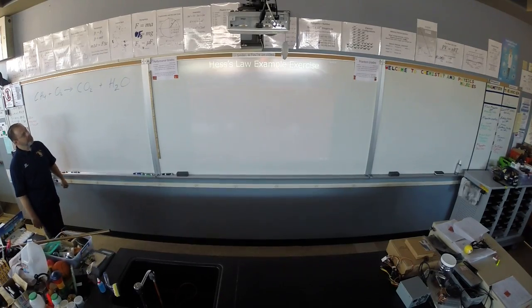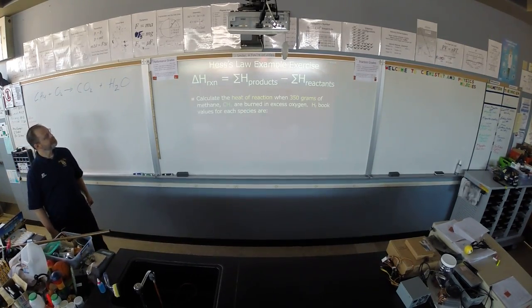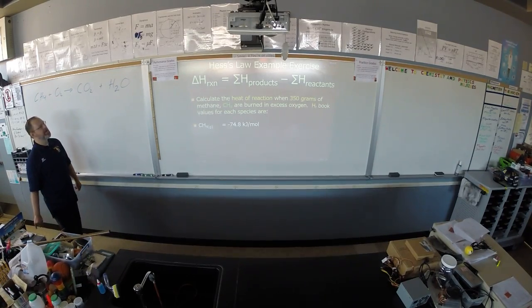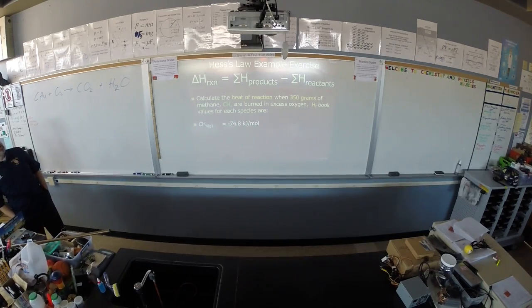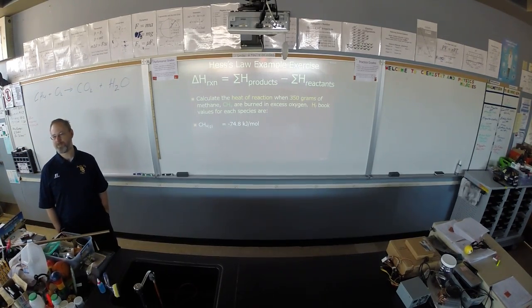Anyway, so take a look at this example. Once again, there's Hess's Law. Calculate the heat of a reaction when 350 grams of methane are burned in excess oxygen. The delta H values, book values or internet values, you can use the textbook or use the internet.